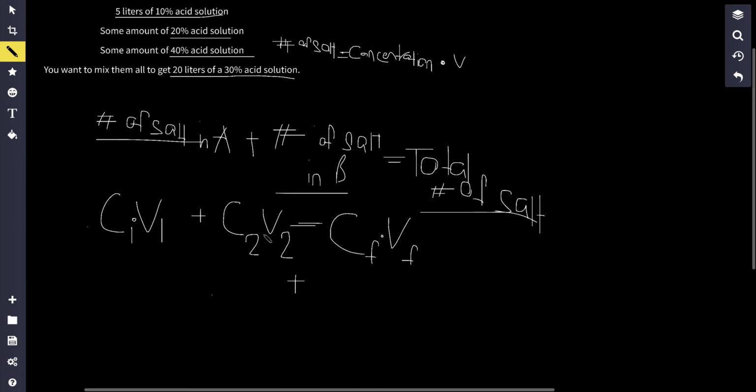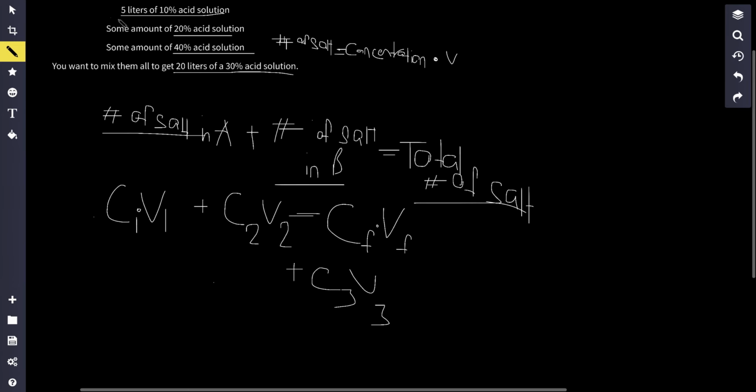So you can add a C3V3 here, you can add a C4V4, you can add as many other mixtures as you want, because all of that is going to add up to the final mixture. So it really doesn't matter how many other mixtures you add. You can always keep adding more solutions or mixtures. Anyways, we know that I have 5 liters of a 10% acid solution, so my concentration is 10%, and then my volume is 5 liters.